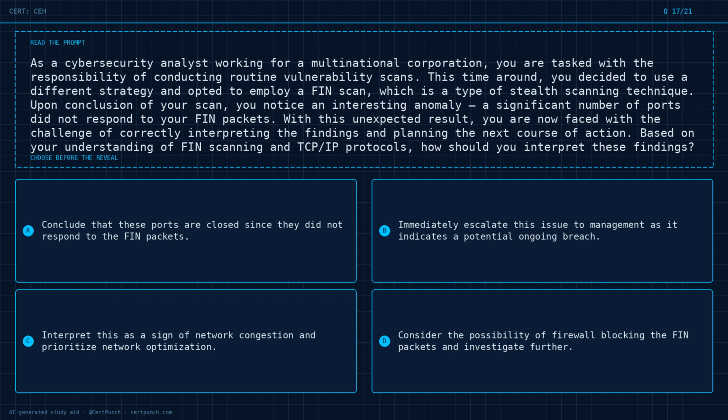The correct answer is option D. Consider the possibility of firewall blocking the fin packets and investigate further. Choose the best answer before the reveal. Commit to it now. The answer is option D.